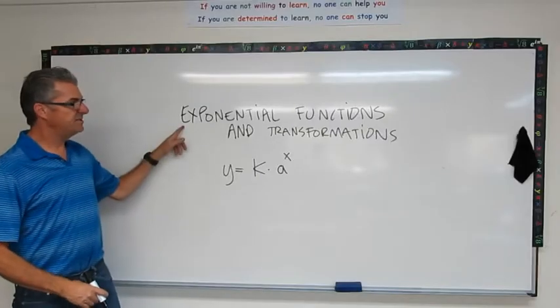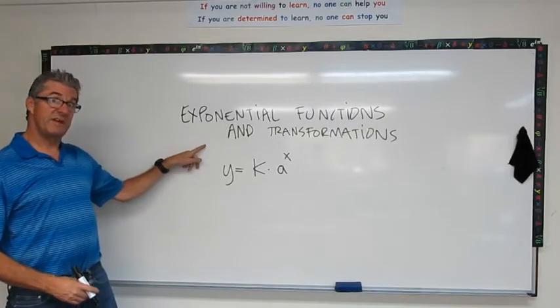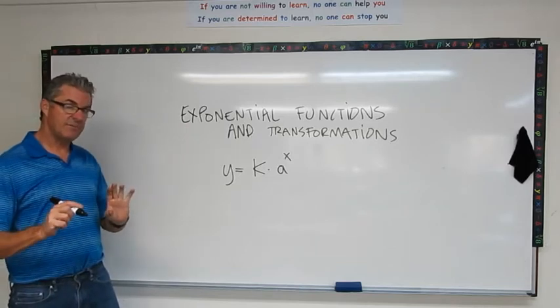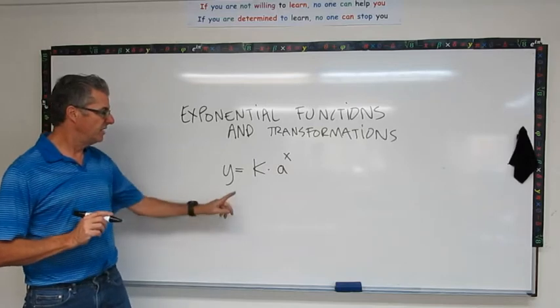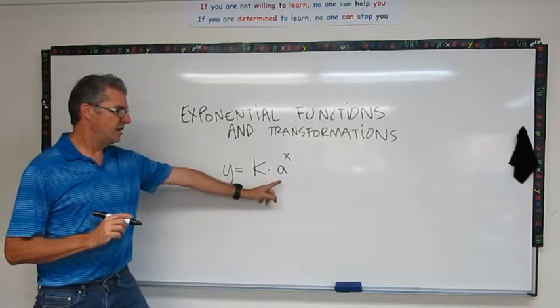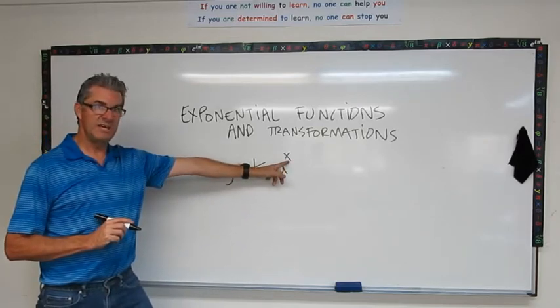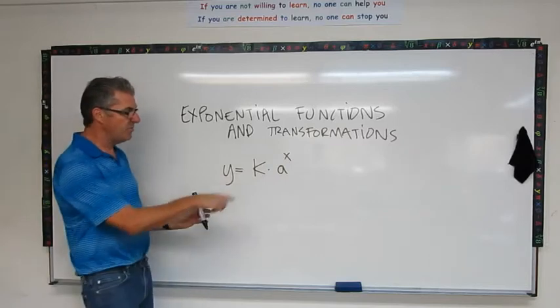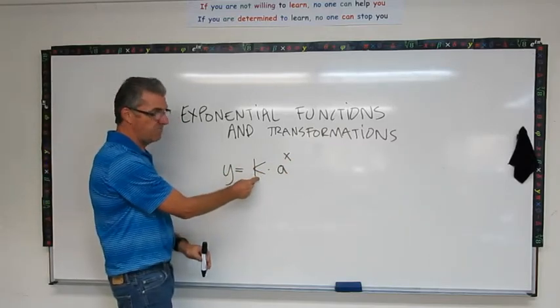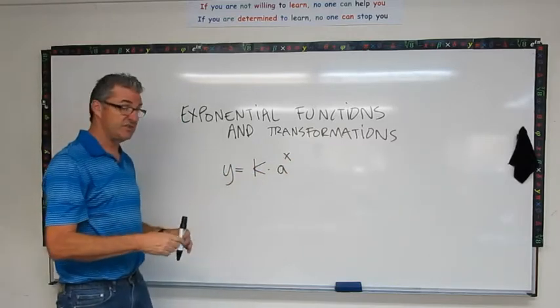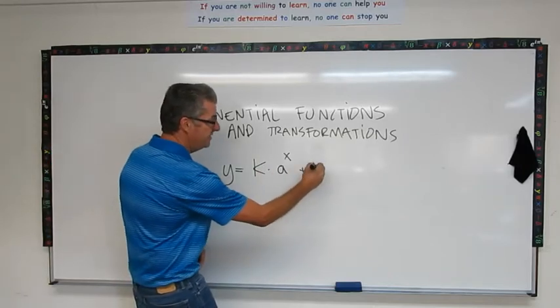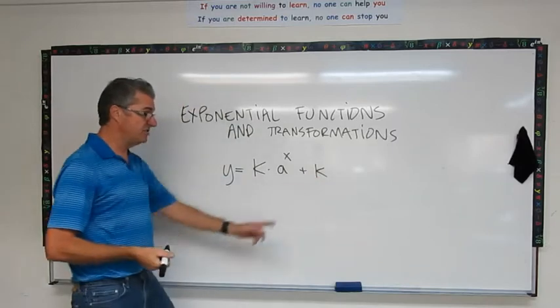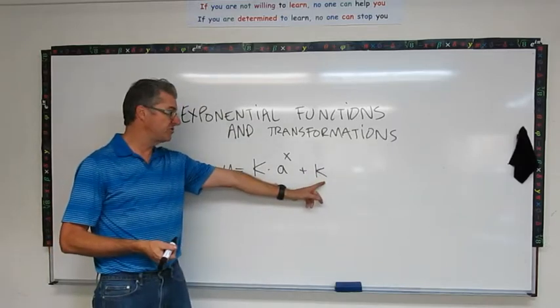Today's topic, exponential functions and transformations. This one's kind of complicated, so I want to start with a basic introduction of what we're going to do. Here is a standard exponential function, variable in the exponent. Now, we can multiply this base times the exponent by some k, and that's going to give us a transformation. We can also add some k out to the end. That gives us a different kind of transformation.